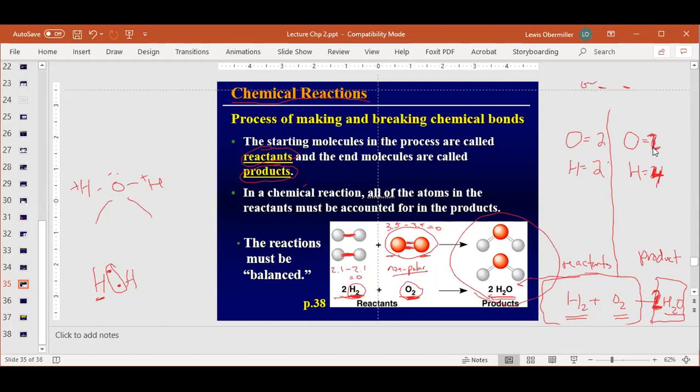I'm just making this darker so I don't have to switch to the eraser. So now we have two oxygens and four hydrogens. Everybody see that? Yeah. All right, so now we gotta fix that. So we gotta make this four so that they'll be equal. And to do that, we have to add a two in front of this. That makes this four hydrogens, this two oxygens, this four hydrogens. So now it's balanced. What we start with is the same as what we finish with.